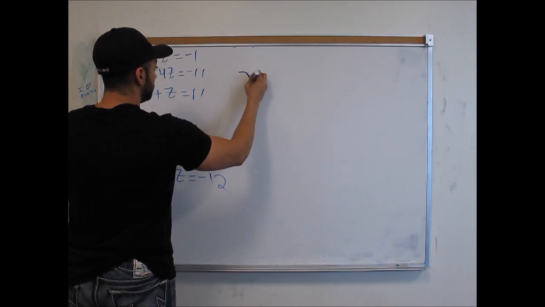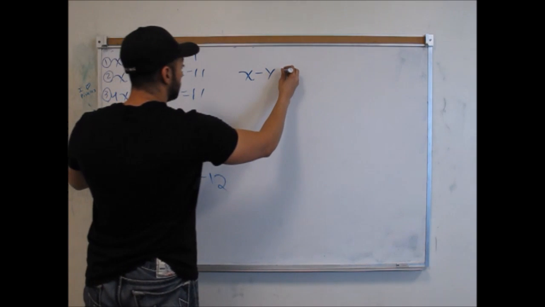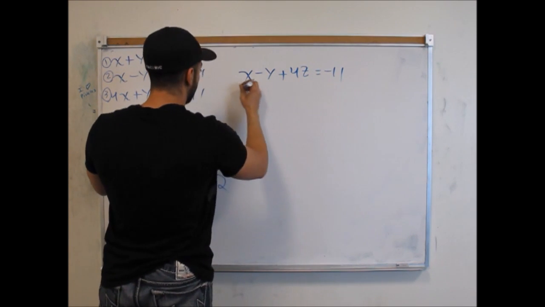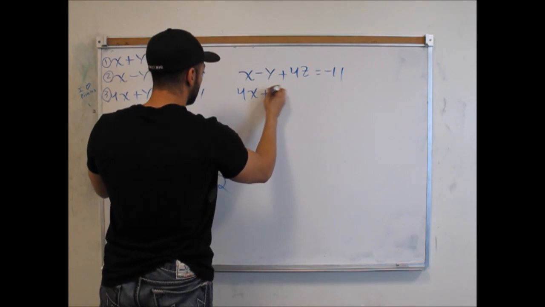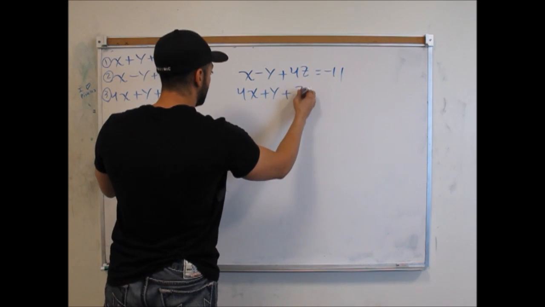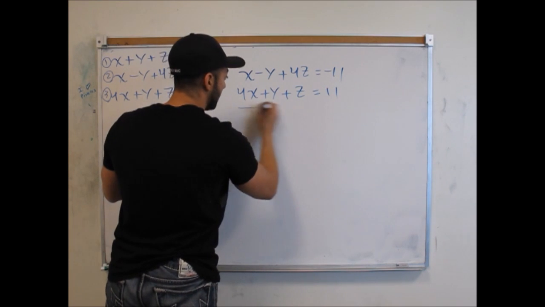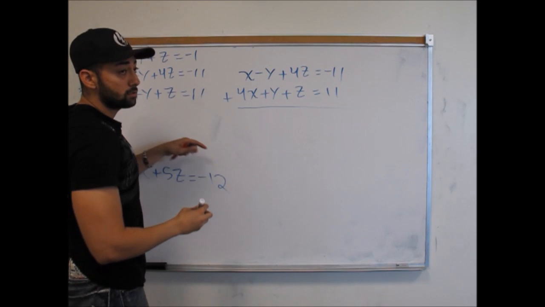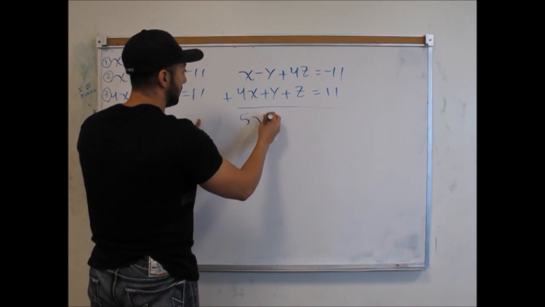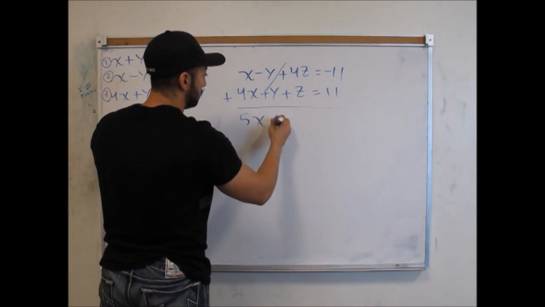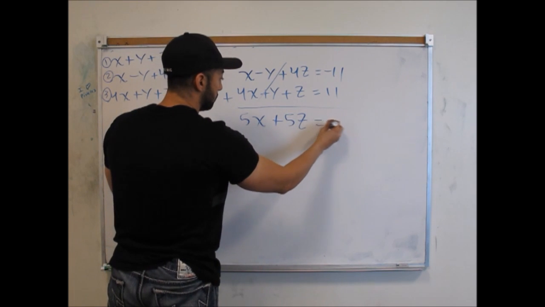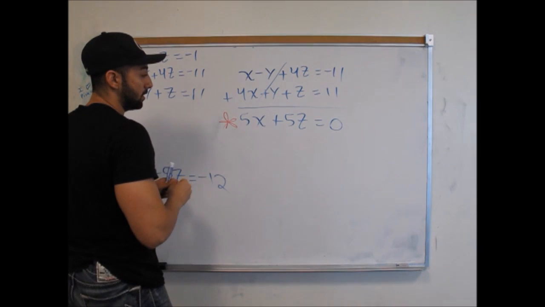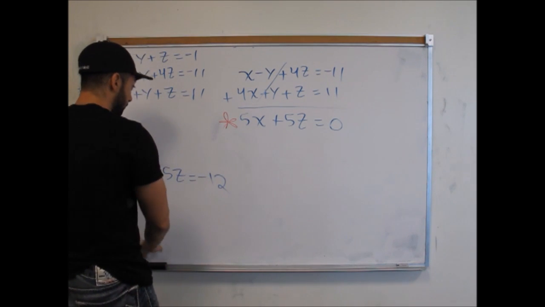So I have x minus y plus 4z is equal to -11, and then I have 4x plus y plus z is equal to 11. I'm going to add these two. Again, notice I don't have to do any manipulations. The y's just cancel as it is. So I get 5x, y's cancel, plus 5z is equal to 0. I'm going to put a star by that equation because I got it down to two variables.